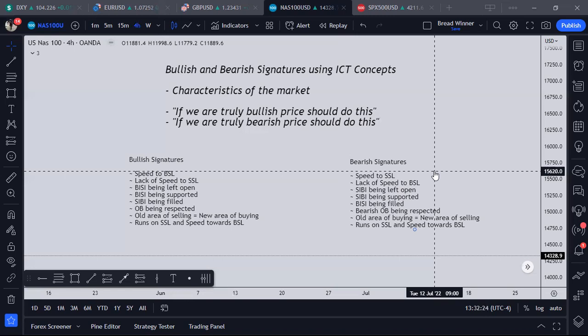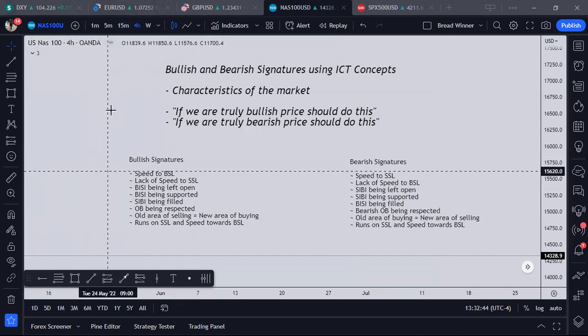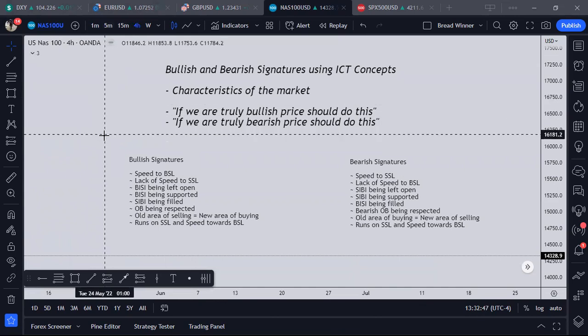So when price is in an uptrend, what does that look like? When price is in a downtrend, what does that look like? So always ask yourself, if we are truly bullish, price should do this. If we are truly bearish, price should do this, right? So the bullish signatures in price are speed to buy side liquidity. So those expansion runs towards buy side liquidity is a bullish signature.